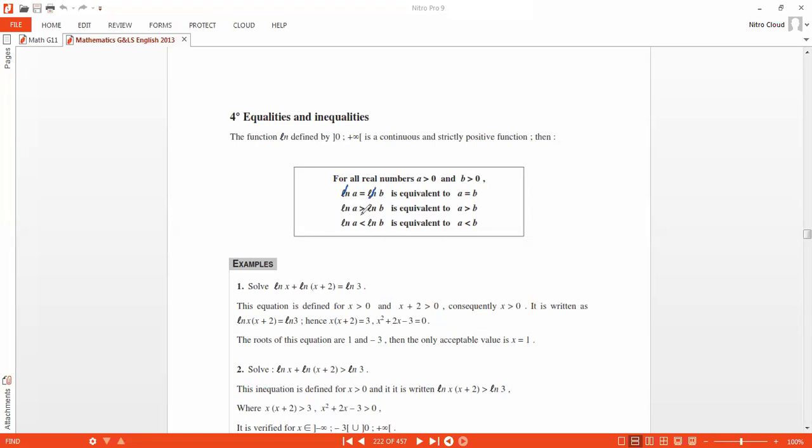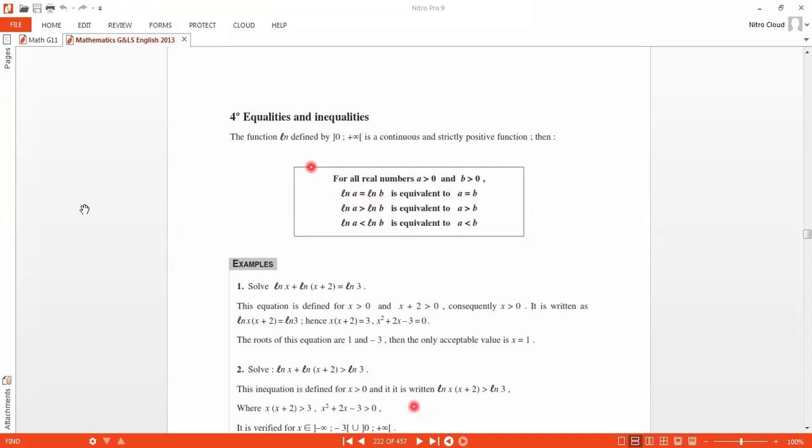Len A is greater than len B, get rid of the len, so A is greater than B. Len A less than len B, get rid of the len, so A is less than B. So you have to pay attention that every time you solve an equality or inequality using len, you should have len to the left and len to the right, one len to the left and one len to the right in order to get rid of them to have A equals B.